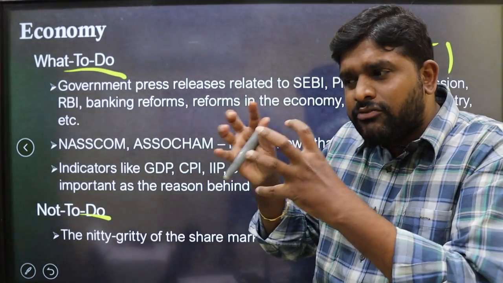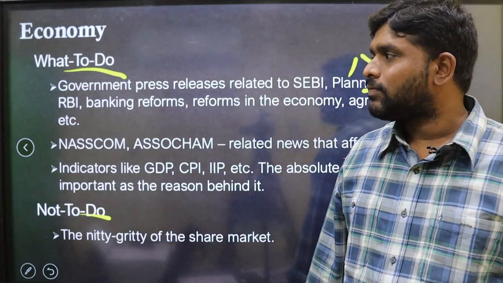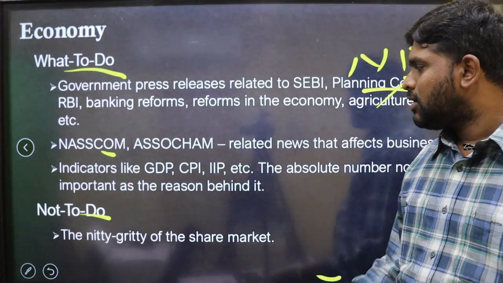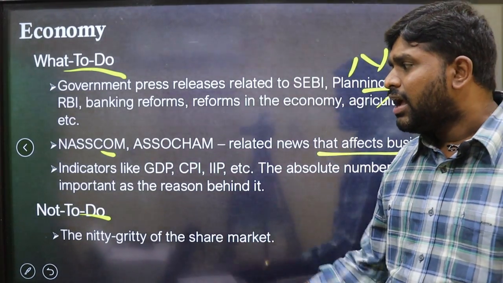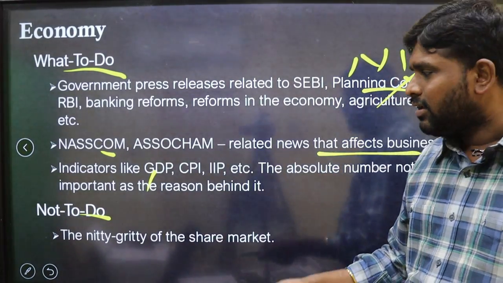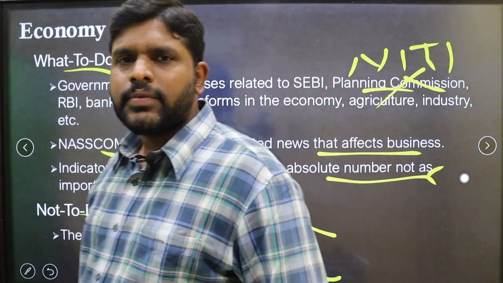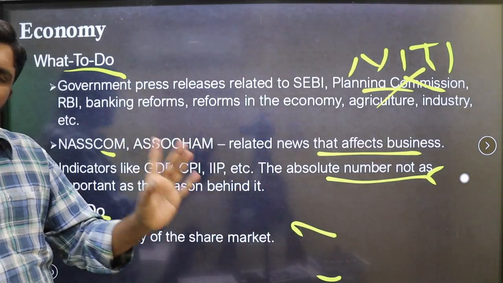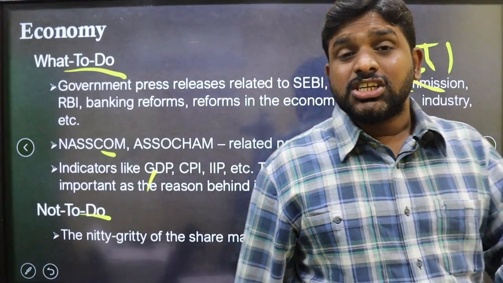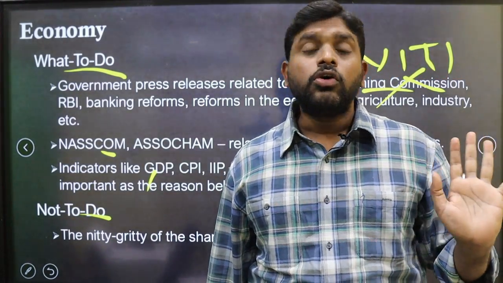So from the newspaper itself, we need to be in a position to analyze NASSCOM, ASSOCHAM, pressure groups of business, related news that affects business, indicators like GDP, HDI, IIP. The absolute number is not as important as the reason behind it. You have to find the reason behind it. Yes, the ranking of India is important. Remember the ranking of India and who releases the report. What is the objective of the ranking? Why is India in this particular rank? You need to know the reasons.